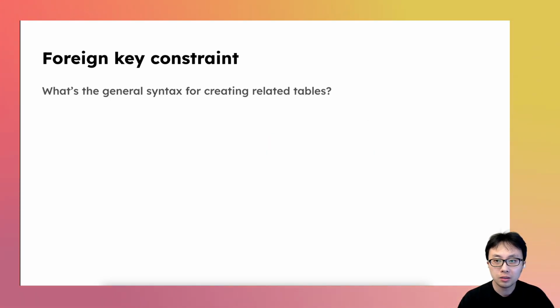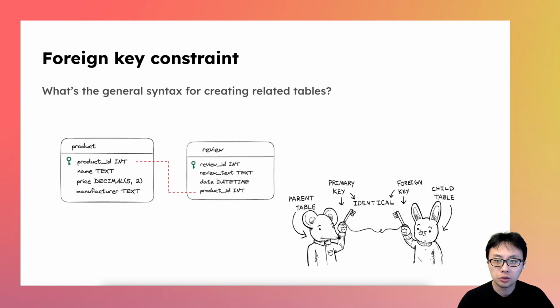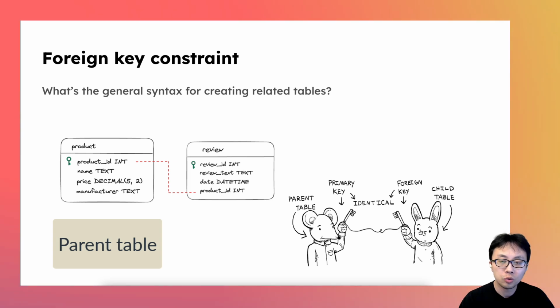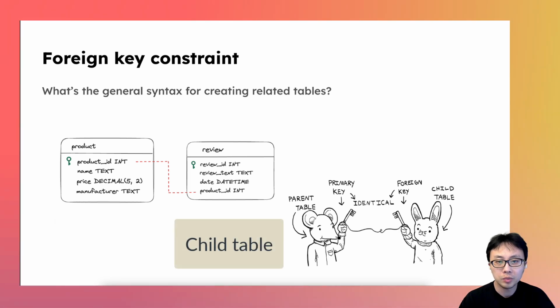So what's the general syntax for creating two related tables, or say two tables that have a relationship? As you know, the shared column product ID is the primary key in the product table and the foreign key in the review table. Given a pair of two related tables, we call a table like the product the parent table because it uses the shared column as the primary key. We call the table like the review the child table because it holds a foreign key.